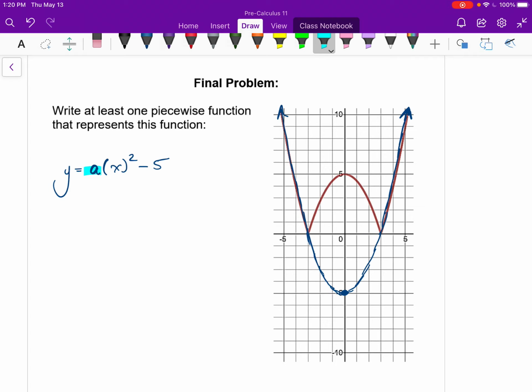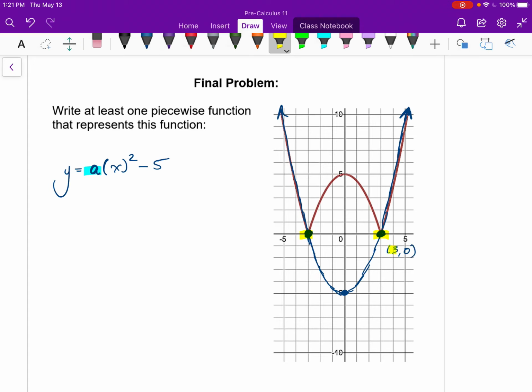I can't really tell from looking at the graph so much, but again, we've also learned how we can figure this out algebraically. Because I know this graph in blue, this graph of a times x squared minus 5, goes through several points, but the points I really like are these ones right here. I know it goes through negative 3, 0 and 3, 0. I'm just going to pick one of those, and I'm going to pick 3, 0.